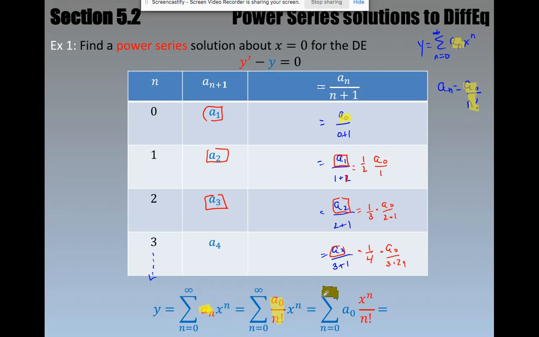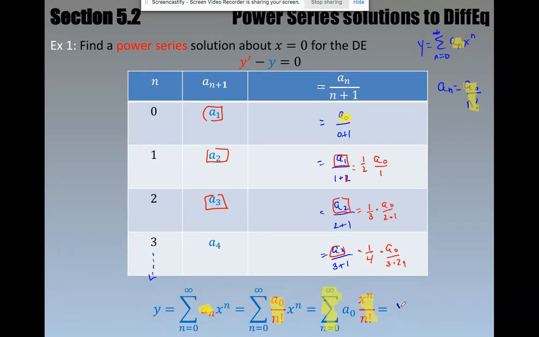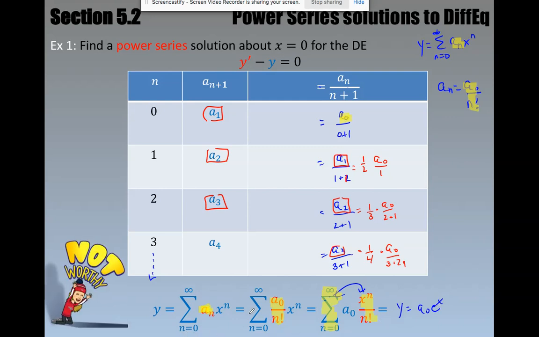Hey, what is the summation of n equals 0 of x to the n over n factorial? What is that? Are you telling me that y is equal to a sub 0 times, what is this? I'm not worthy. Oh my goodness, that's e to the x. Hold the phone. An arbitrary constant times e to the x is the solution to this differential equation?